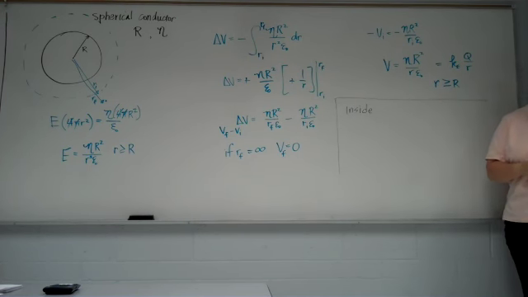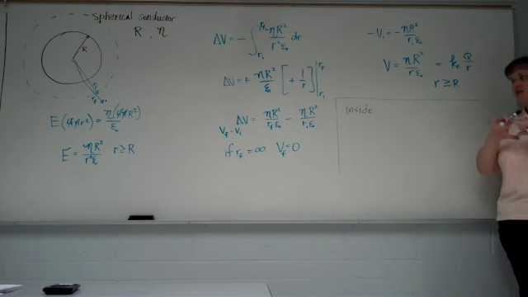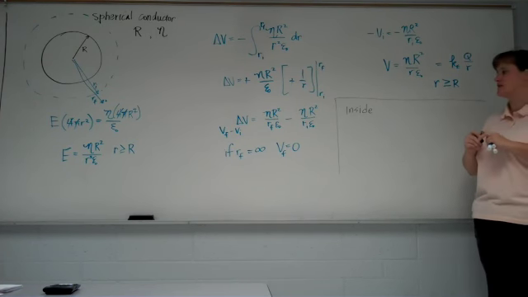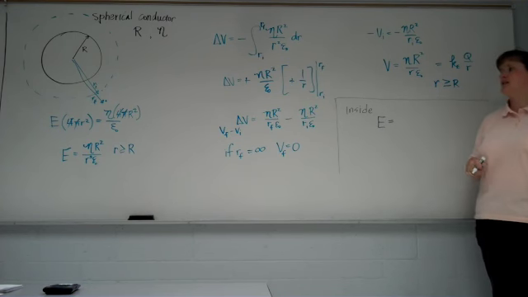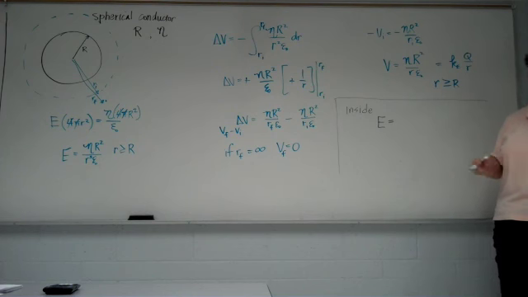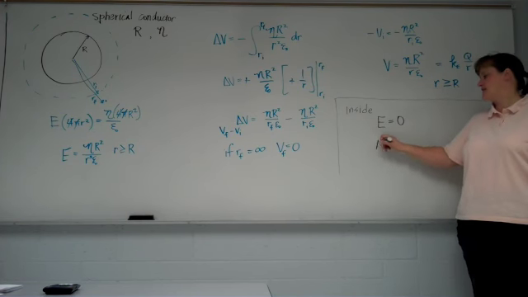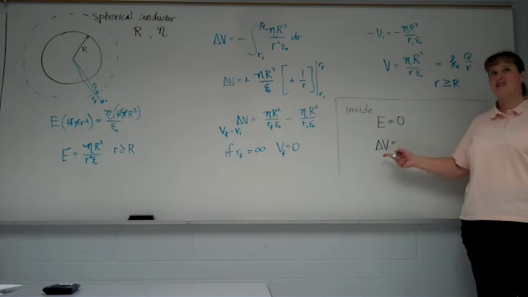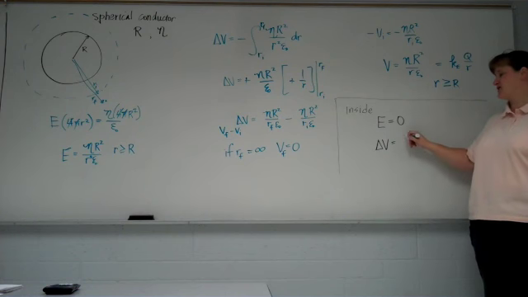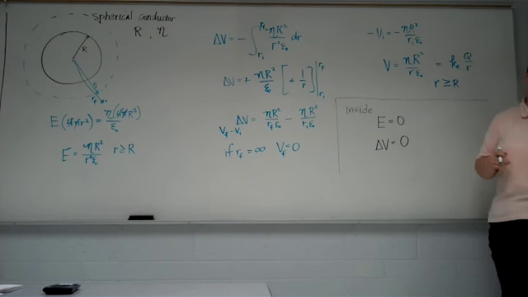Inside of our conductor, we're assuming our conductor is in equilibrium. That's why it has a surface charge density. The excess charge it contains is only on the outside surface. So what is the electric field inside of a conductor? 0. Which, interestingly enough, if the electric field is 0, since delta V is directly related to electric field, then delta V has to be 0 as well.